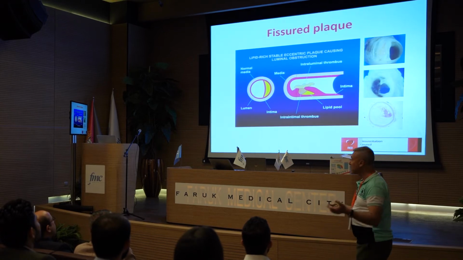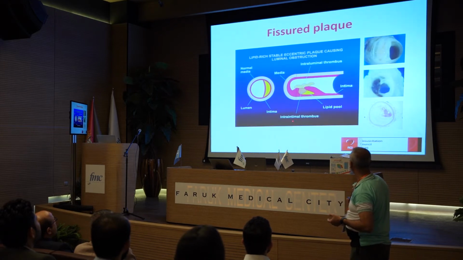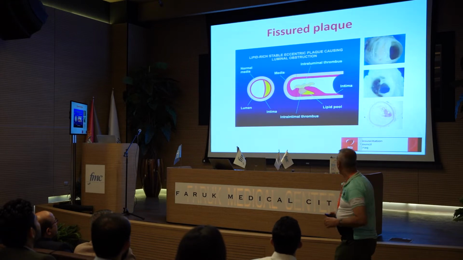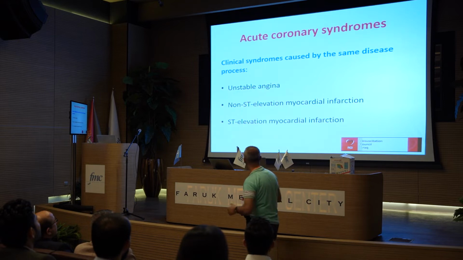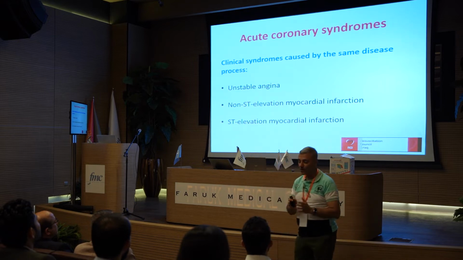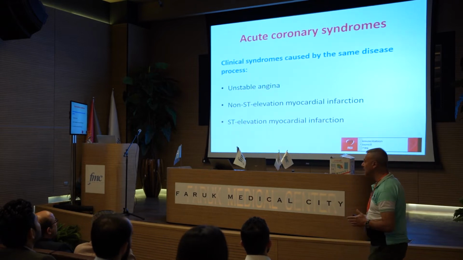So as we said, the sequestration of the lipid molecule inside the intimal layer forms an intra-intimal and intraluminal thrombus, and this is a figure, while this is a disfigured coronary wall. So unstable angina, non-STEMI, and STEMI: how can we classify them according to the clinical presentation, as we said in the objective of this lecture?